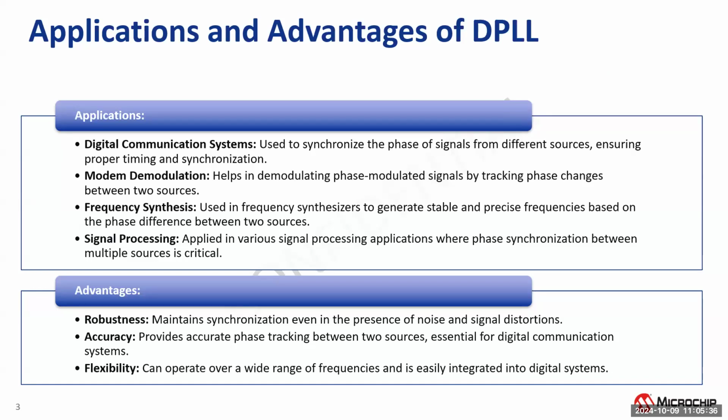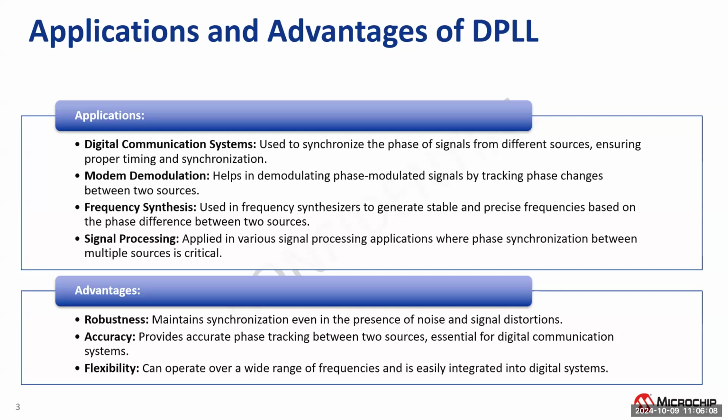Differential phase lock loops these days are pretty much everywhere in digital communications. They're commonly used to synchronize phase of signals from different sources, ensuring proper timing and synchronization in communications systems. In modems, they're commonly used for demodulating phase modulated signals by tracking the phase change between two sources.